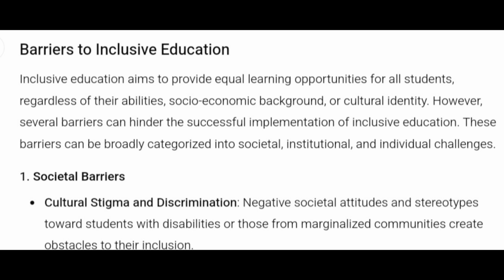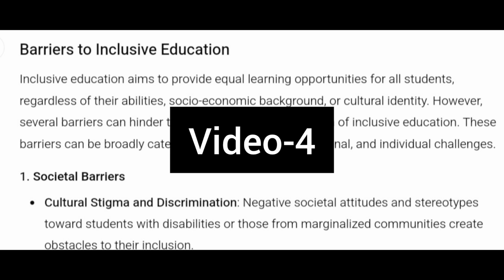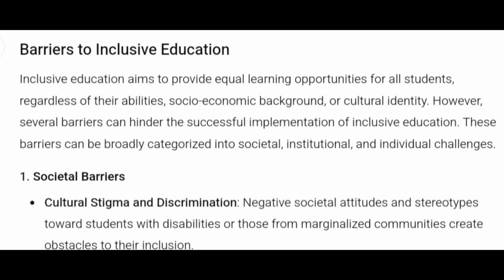So today, this video is from Unit 5, and this video is on barriers to inclusive education. Inclusive education aims to provide equal opportunity for all students regardless of their abilities, socioeconomic background, or cultural identity. However, several barriers can hinder the successful implementation of inclusive education. These barriers can be broadly categorized into societal, institutional, and individual challenges.